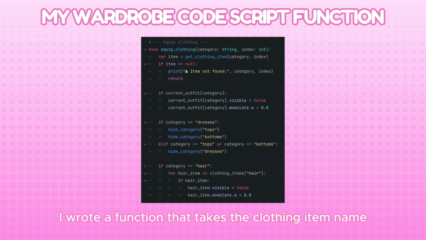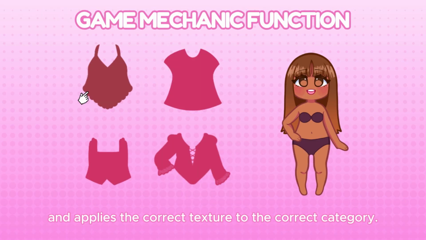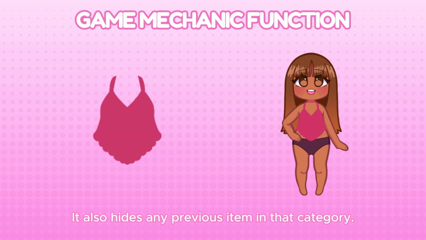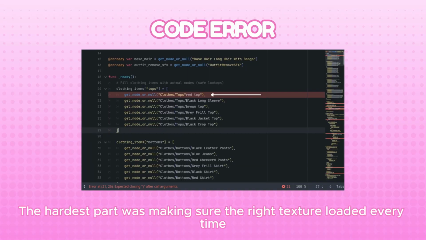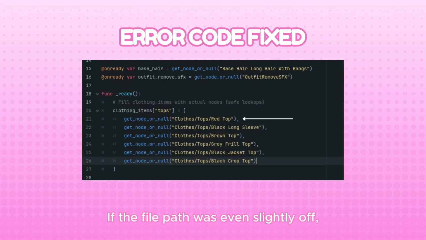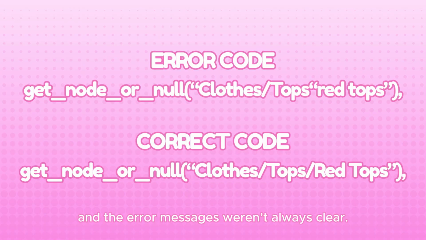I wrote a function that takes the clothing item name and applies the correct texture to the correct category. It also hides any previous item in that category. The hardest part was making sure the right texture loaded every time. If the file path was even slightly off, nothing appeared, and the error messages aren't always clear.